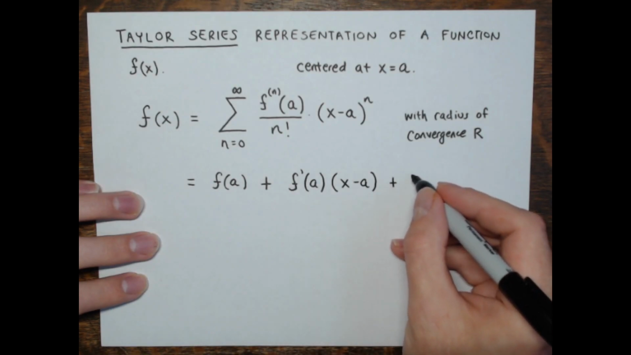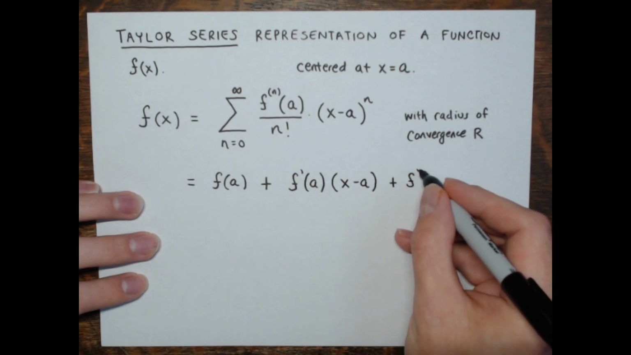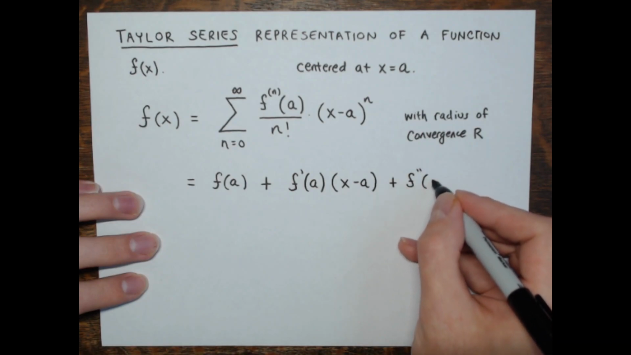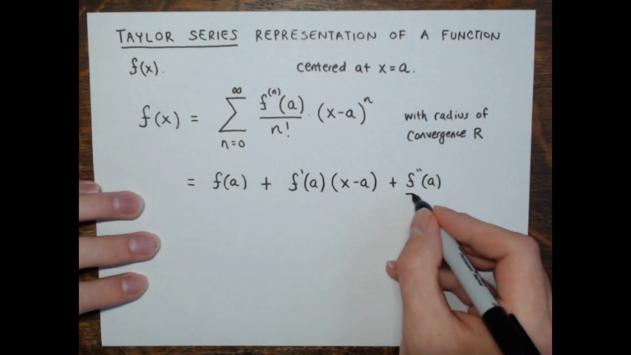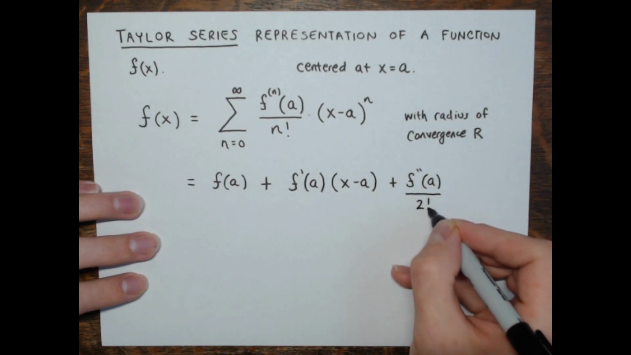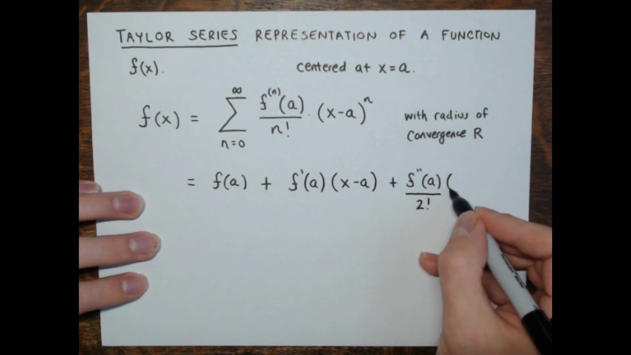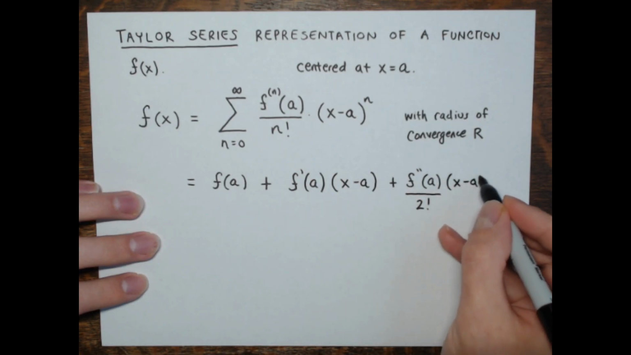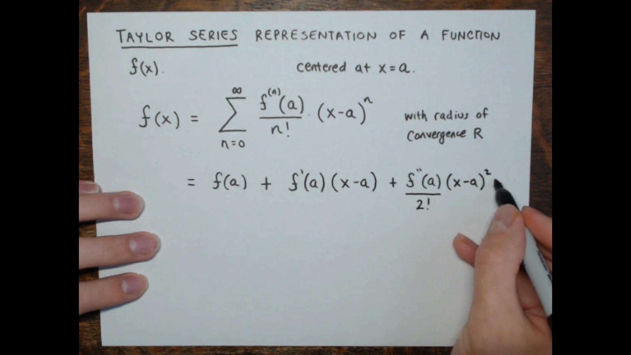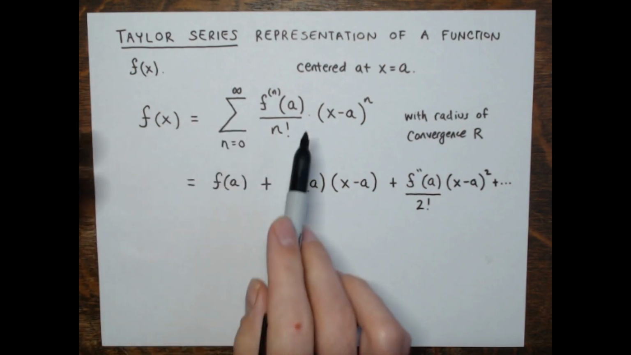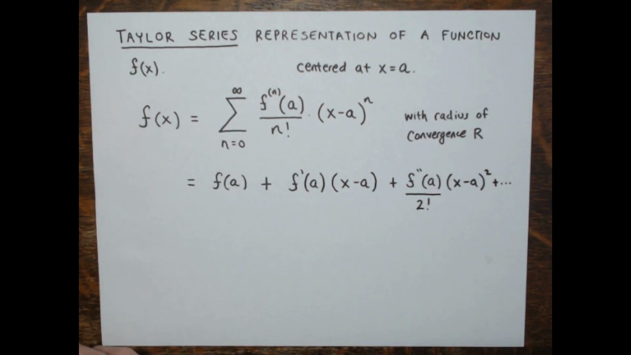Plus, when n equals 2, we'd have the value of the second derivative, f double prime, or you could have a little 2 up here with parentheses around it, at a divided by 2 factorial, which is just 2, but I'll put 2 factorial here, times x minus a squared, and so on. You would keep doing this. This is called, again, a Taylor series representation of a function f.